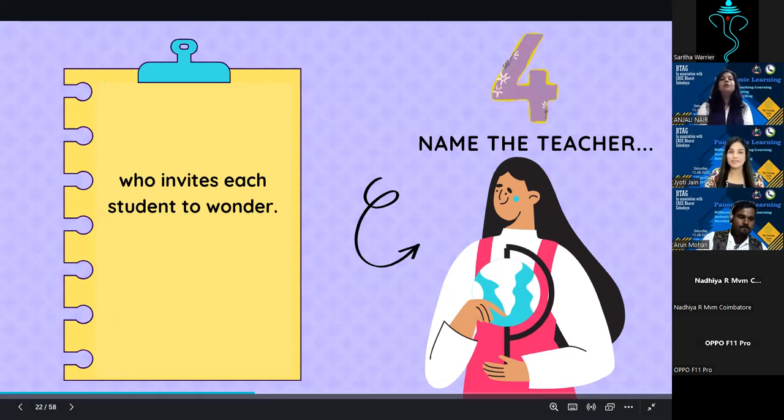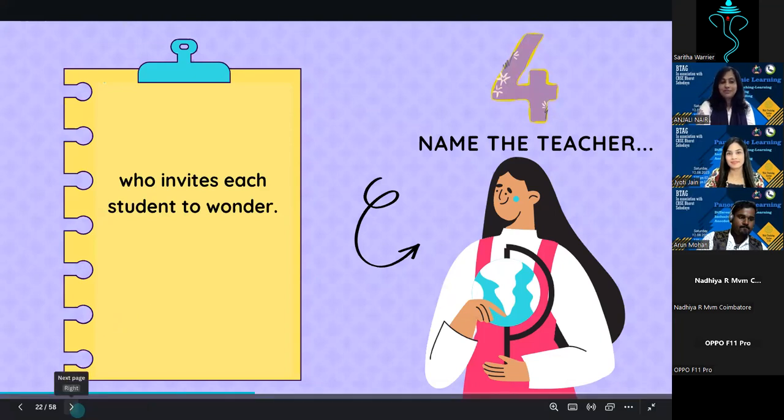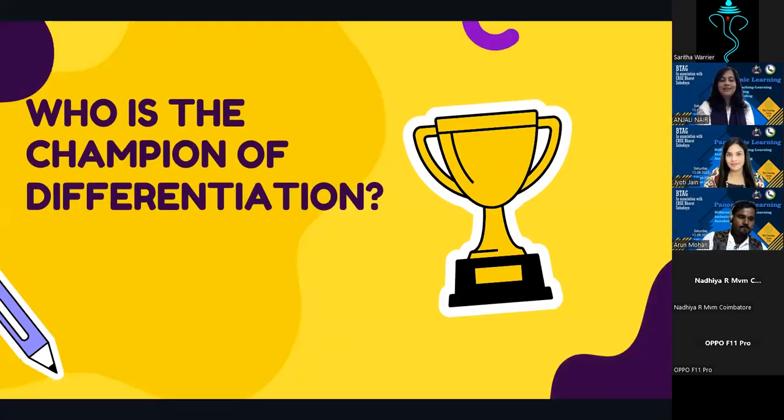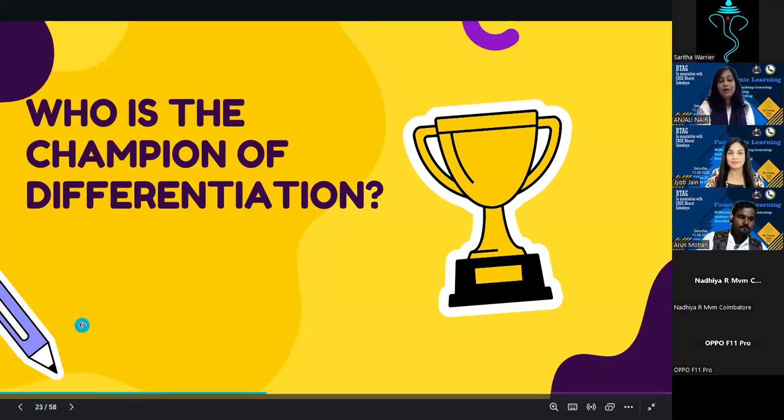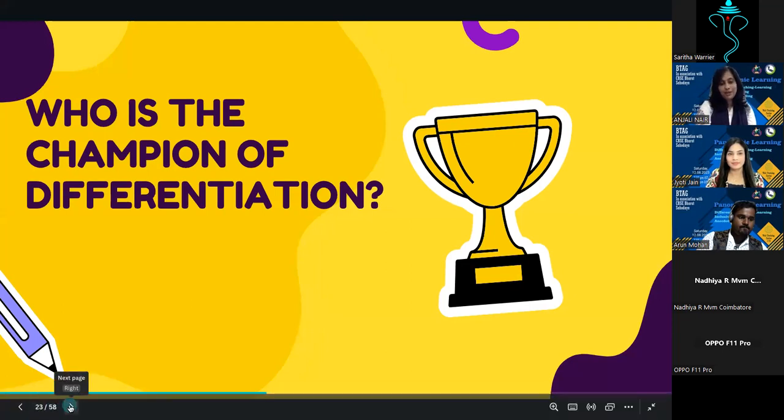So the teacher who will invite each student to wonder is the teacher who is catering to differentiation. So the correct answer is Miss Castle, and she is the teacher who is the champion of differentiation. So who is the champion? The champion teacher is Miss Castle. Now, there may be a few queries. How is it possible? Miss Baker is also using so many strategies in the class. Then why is she not the champion of differentiation? There may be a few questions coming to your mind.